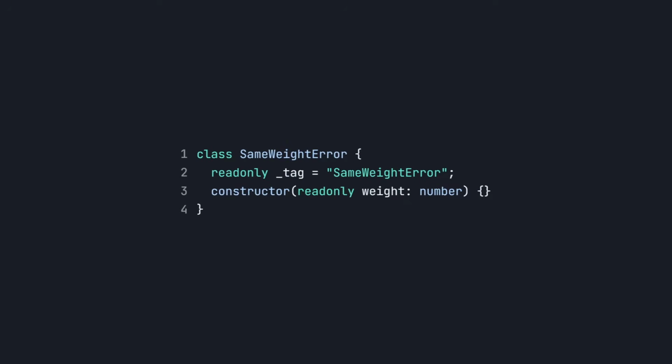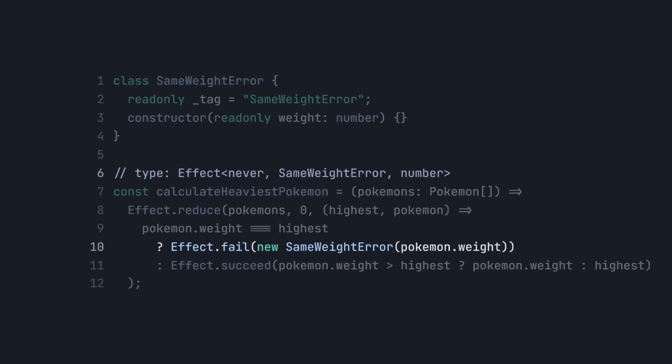Next, we'll create a SameWeightError for the calculateHeaviestPokemon function. It will contain the weight that the two Pokemon share.